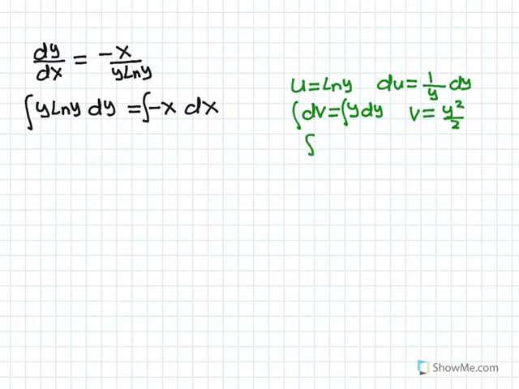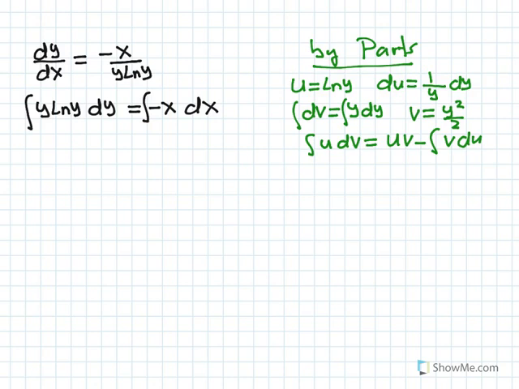And recall the integration by parts formula. Integral u dv is equal to uv minus integral v du. Let me label this by parts. All right, so what we have on the left-hand side is u times v, which is going to be log y times y squared over 2, minus integral v, which is y squared over 2, times du, which is 1 over y dy.